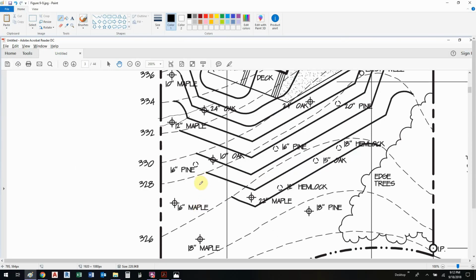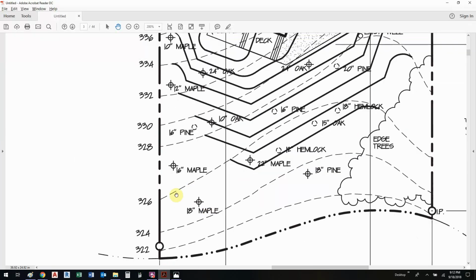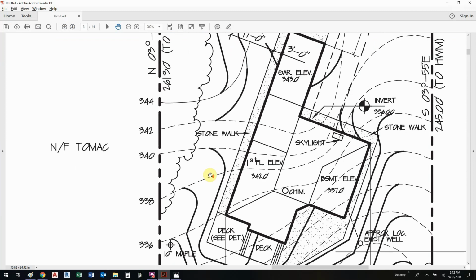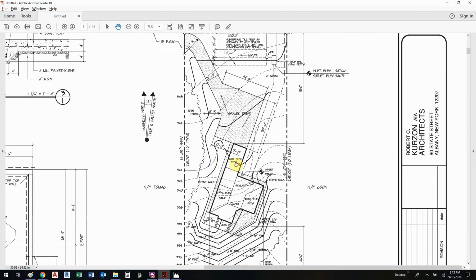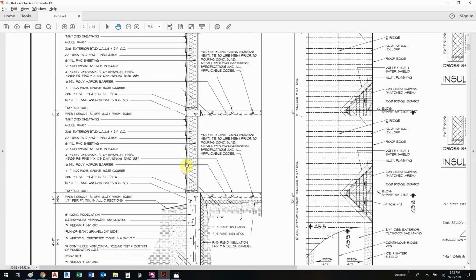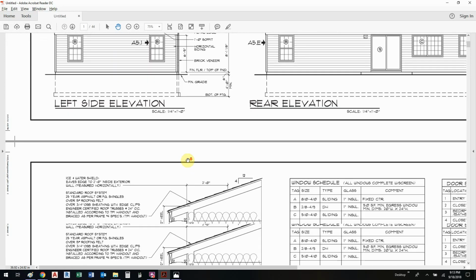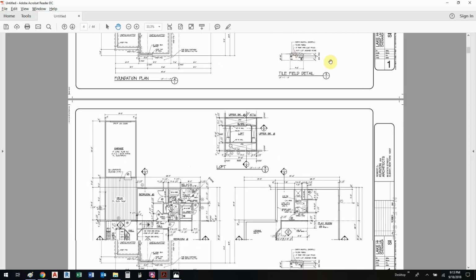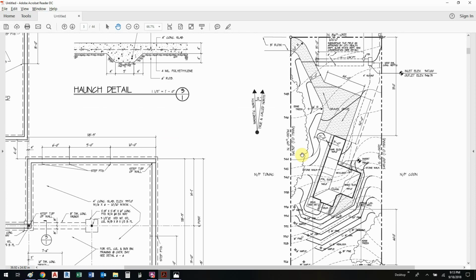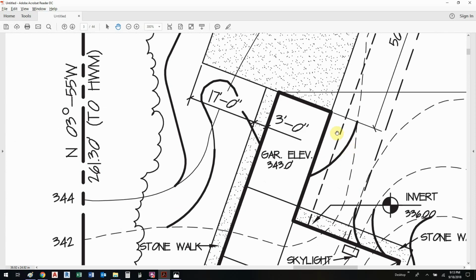So let's look at something else here. Another question asks, what is the new or finished elevation in front of the garage? Well, if we go back and look at our garage, this is our garage right here. So if we go back over to our site plan, we see that here's our garage.